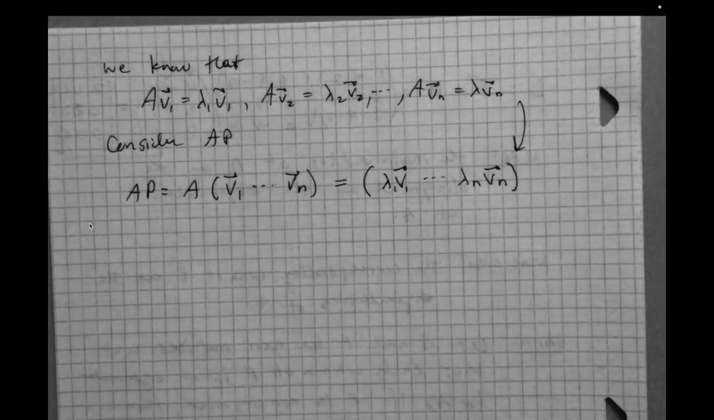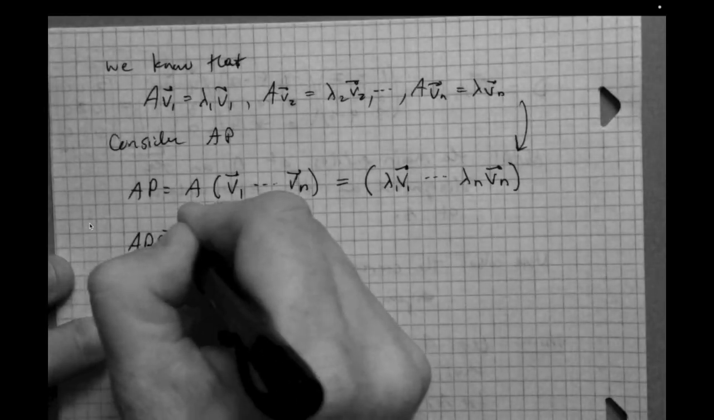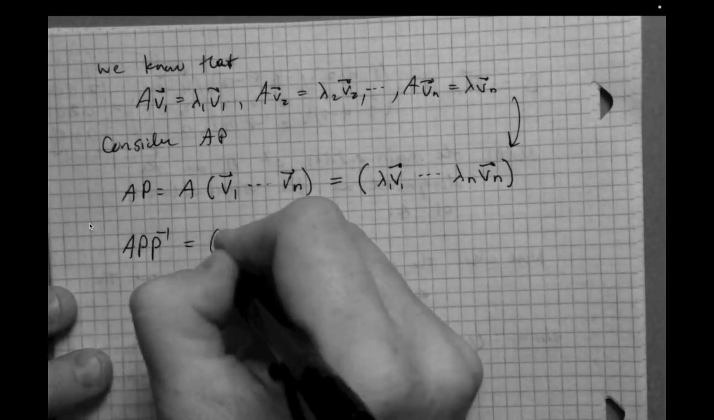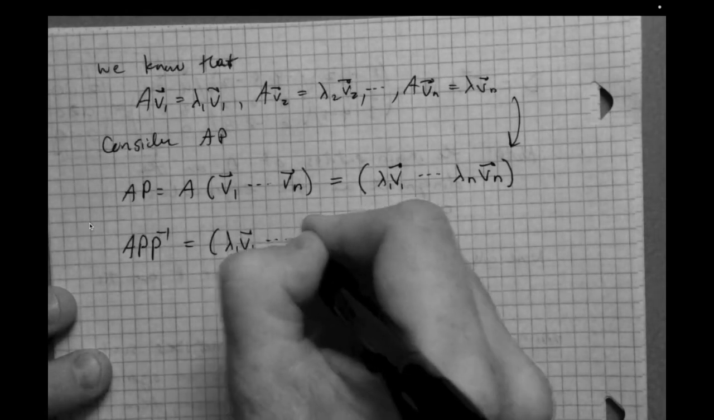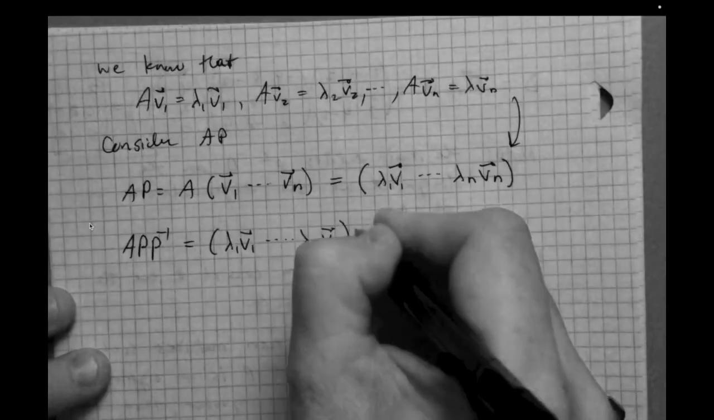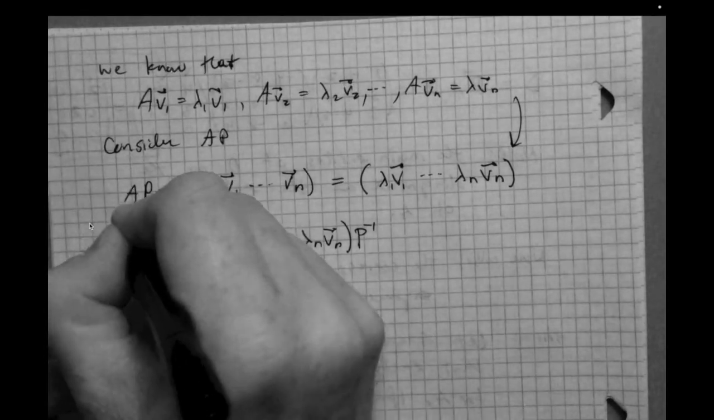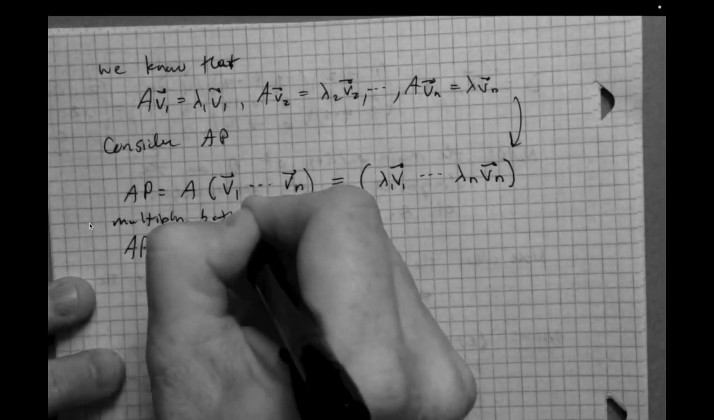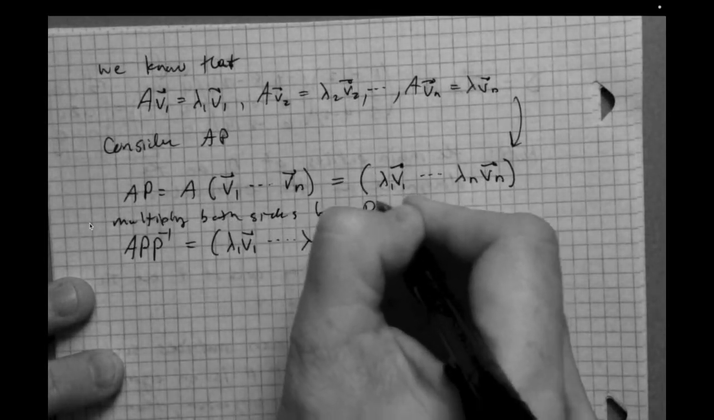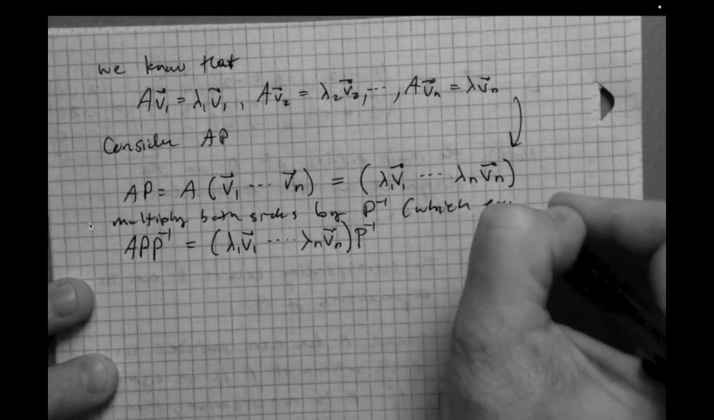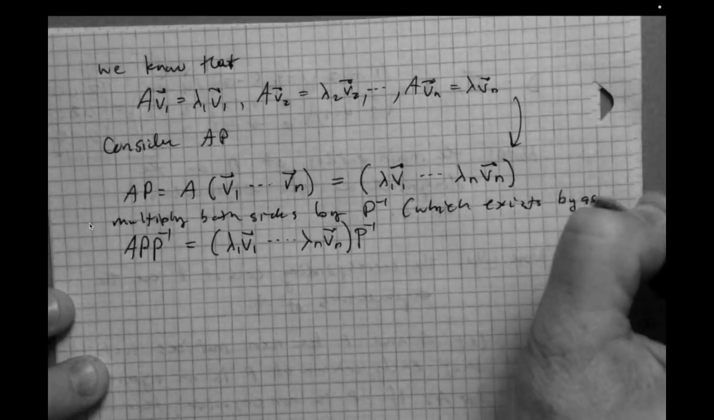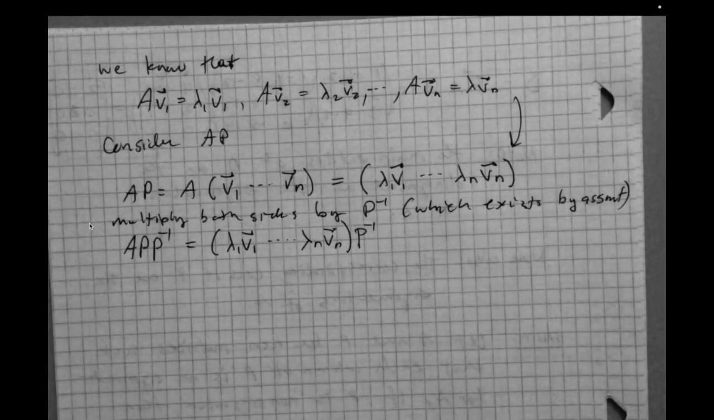Let's multiply both sides of this expression by P inverse. So AP times P inverse will be equal to lambda 1 V1 ... lambda n Vn times P inverse. It's just multiplying both sides by the inverse of P, which we assume exists. I should write that down: multiply both sides by P inverse, which exists by assumption. And so we get this.